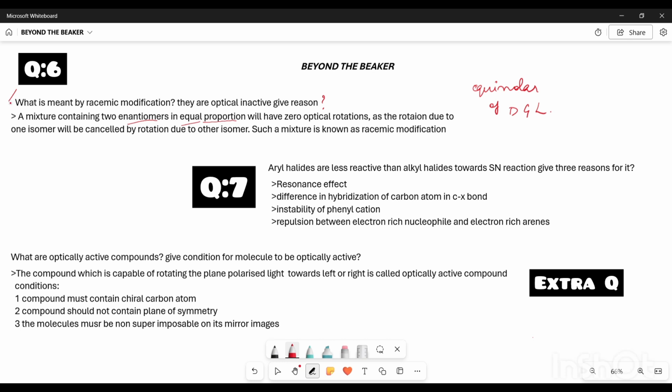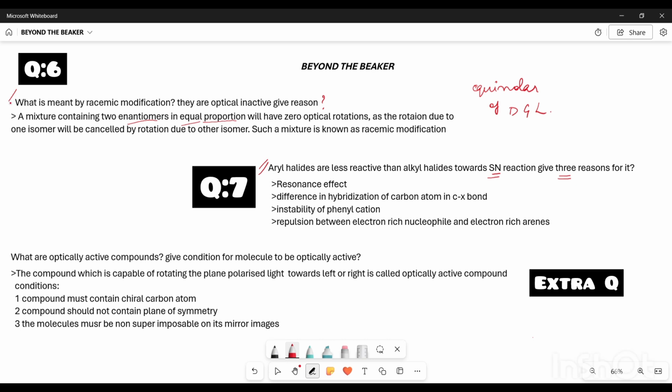Next question: aryl halides are less reactive than alkyl halides towards SN reactions. Give reasons for it. First reason is the resonance effect of aryl halides. Second reason is the difference in hybridization of the carbon atom in the C-X bond. Third reason is the instability of the phenyl cation. Fourth reason is the repulsion between the electron-rich nucleophile and the electron-rich arene.